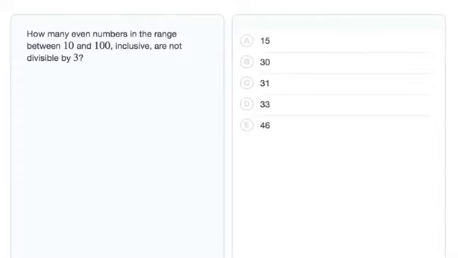To solve this question, we're looking for the amount of numbers in the range 10 to 100 inclusive that are even and not divisible by 3. So if we think about the range of numbers that we have, our range would be 10 to 100, and this is inclusive.